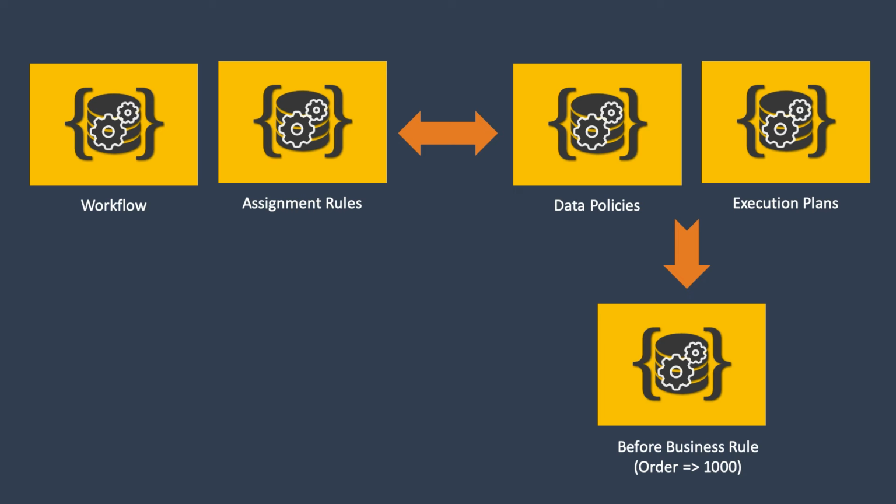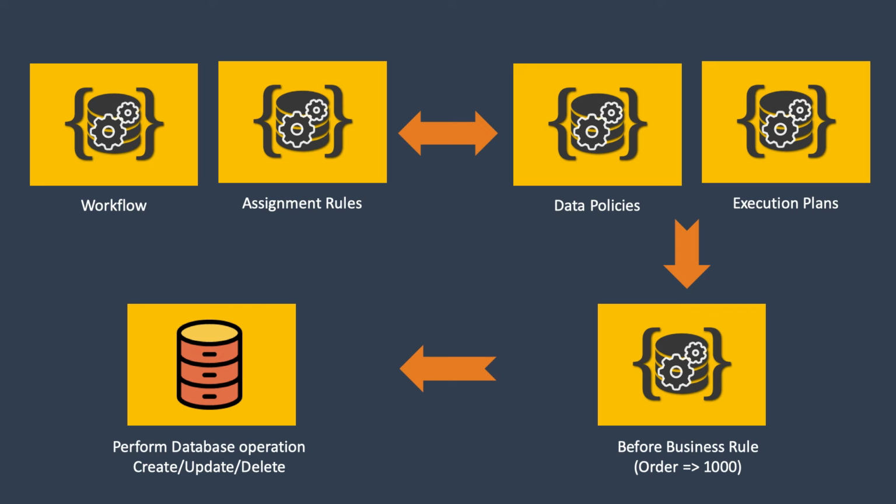So once the before business rule is executed, or maybe we have different business rules, the before business rules with order more than 1,000 will be executed, and then it will perform the database operation. After execution of all the before business rules, the system will perform some operation in the database. That means maybe it will update the table or update the fields of those tables, create the record, or maybe delete the record, depending on the operation the user is taking.